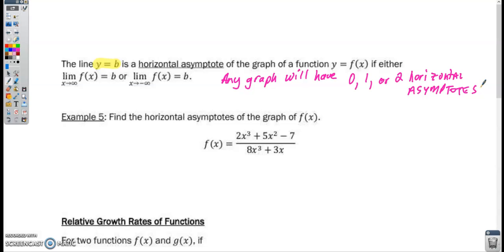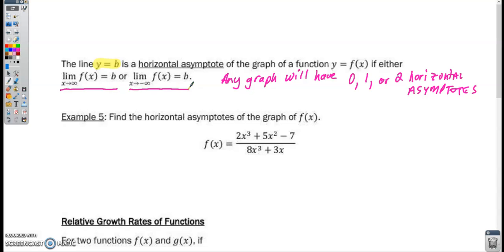over again. But with horizontal asymptotes, we're limited because this limit right here can contribute 1, this limit right here can contribute 1, and that's the only way we can have asymptotes. So either both of those statements are true, or one of them is true, or neither of them are true. It's possible that neither one of those limits will approach a finite value. All right. So once we know that, finding horizontal asymptotes is easy enough.